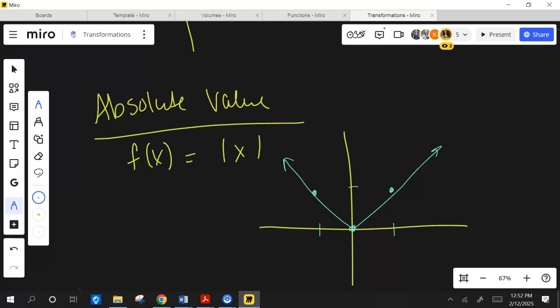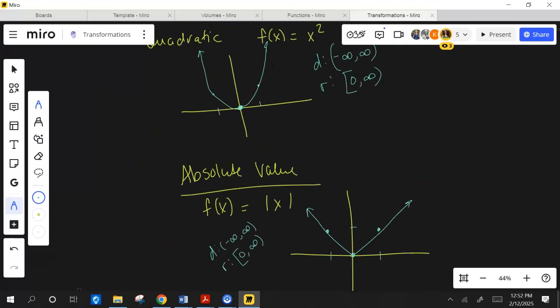What about the domain? Yes. How about the range? Yes, look at 1 times 1 point. Yep.